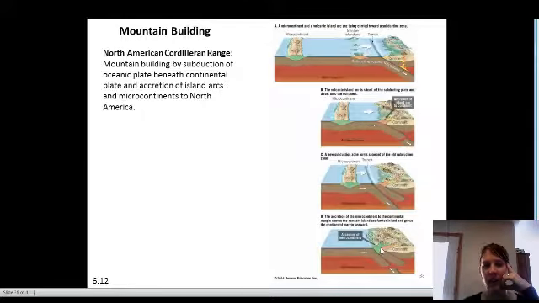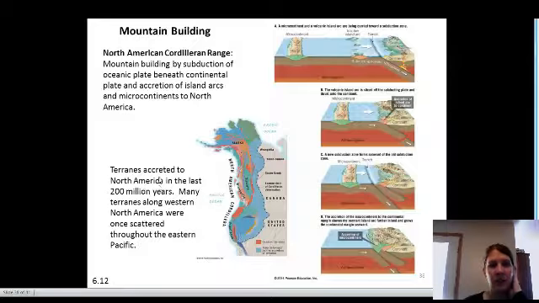So this is where it's not caused by volcanic activity due to the subduction of the oceanic lithosphere. It is caused by the collision of island arcs and microcontinents that are being pulled towards the continental shelf and then colliding and building up. Terranes accreted to North America in the last 200 million years. Many of the terranes along North America were once scattered throughout the eastern Pacific. So there's actually evidence of island arcs and microcontinents that have been pulled by plate tectonics to the western edge of the North American continent and collided, creating the uplift of this mountain range.